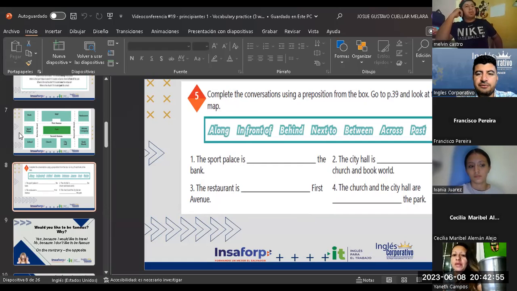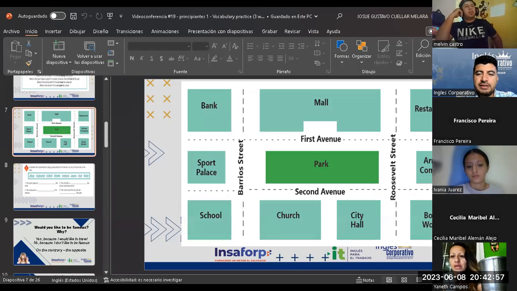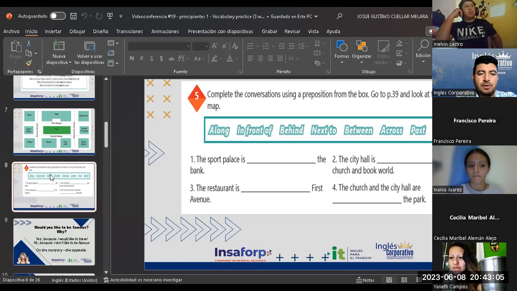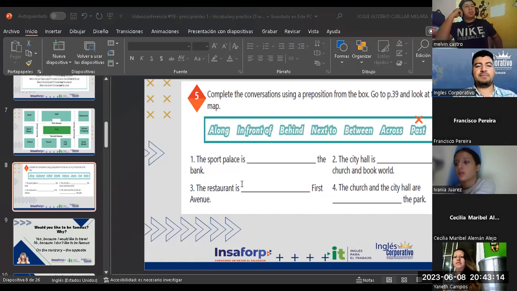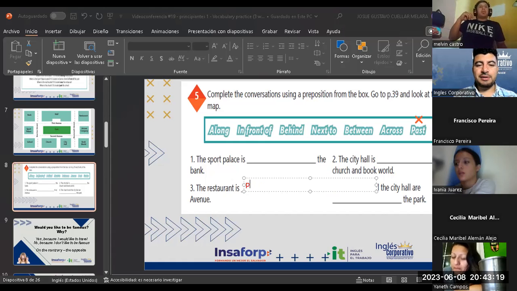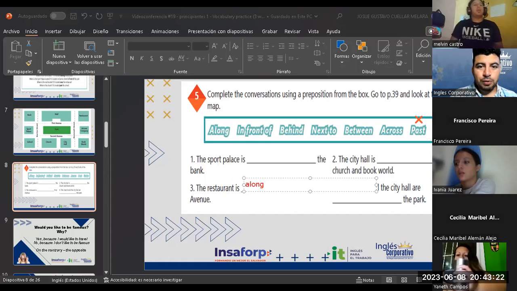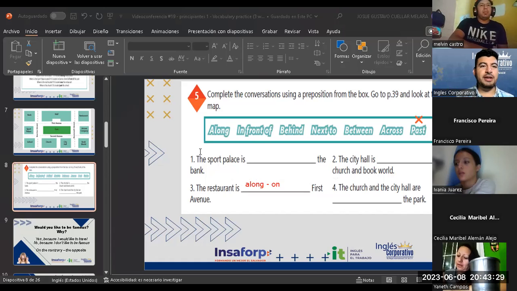Vamos a ver. The restaurant. First Avenue. The restaurant is on First Avenue. Okay. Podemos decir on First Avenue. Que un sinónimo de on es past. Okay. Y también podemos utilizar esta, mira, along. Pero la que tú dijiste, le voy a poner along. Aquí, on. Se puede. Solo que aquí está la opción de along, pero se puede on.